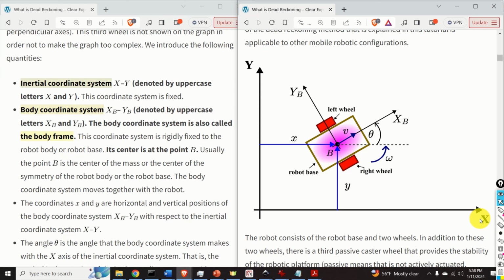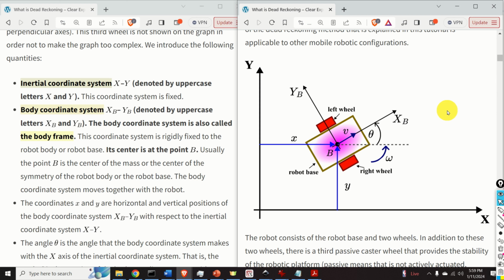In this figure, XY coordinate system is the inertial coordinate system. This coordinate system is fixed. Then, we have this coordinate system XB, YB. This is the so-called body coordinate system. The body coordinate system is also called the body frame. This coordinate system is rigidly fixed to the robot body or robot base. Its center is at the point B. Usually the point B is the center of the mass or the center of the symmetry of the robot body or the robot base. The body coordinate system moves together with the robot.